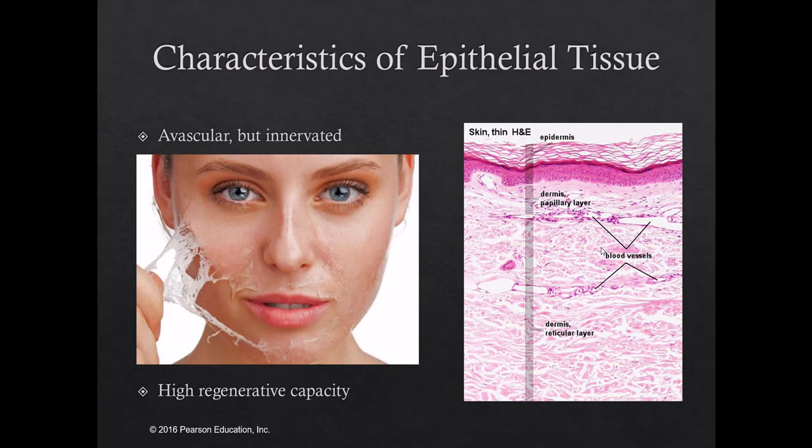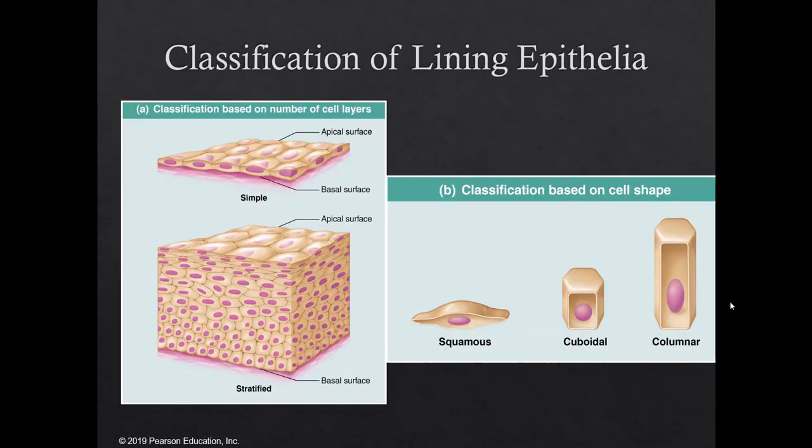The other key characteristic with epithelial tissues is that they have a very high regenerative capacity. Epithelial tissues go through mitosis like gangbusters. They have a huge ability to just replicate themselves pretty much constantly. So those are the 5 characteristics of epithelial tissues. Avascular but innervated, high regeneration, specialized contacts, supportive connective tissues, and that apical basal polarity.